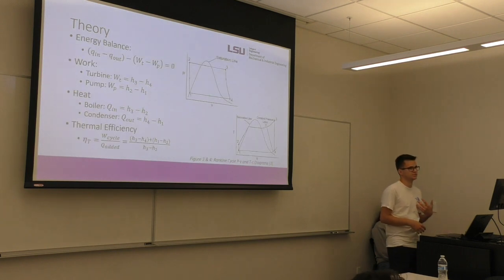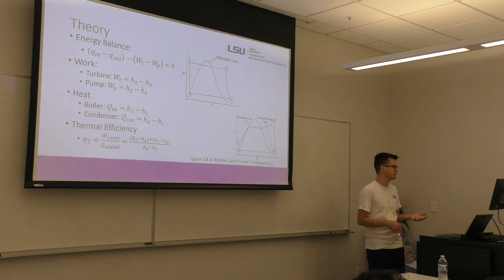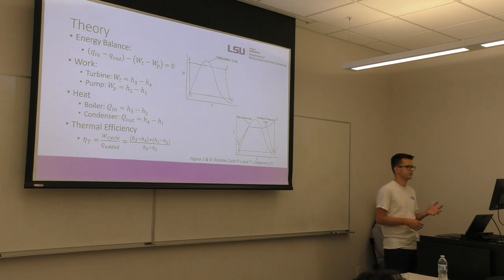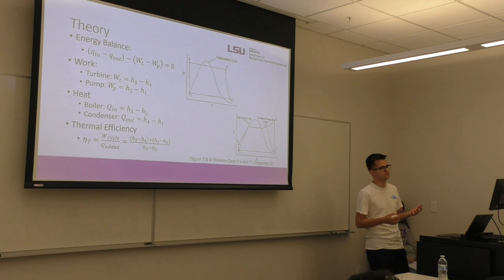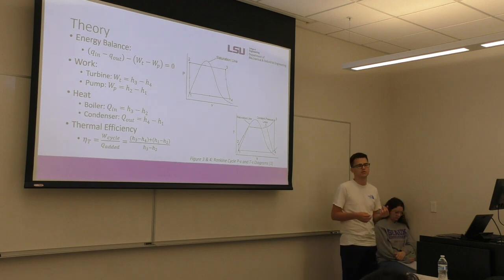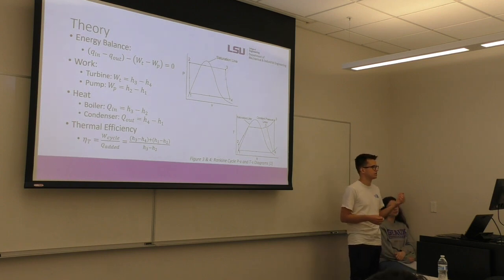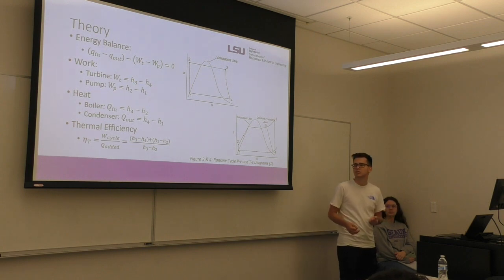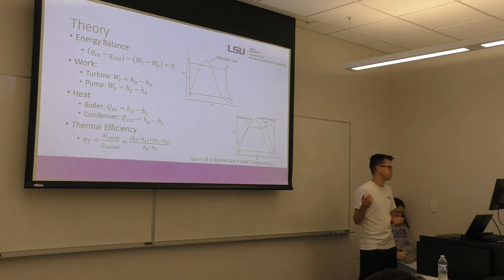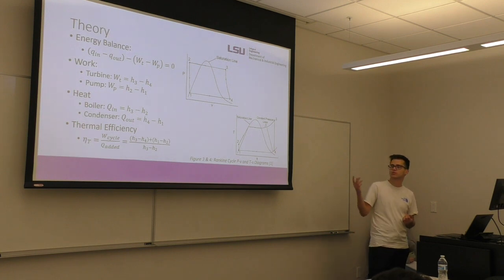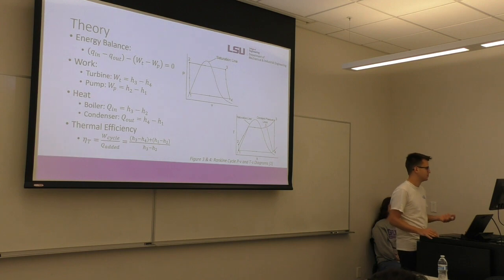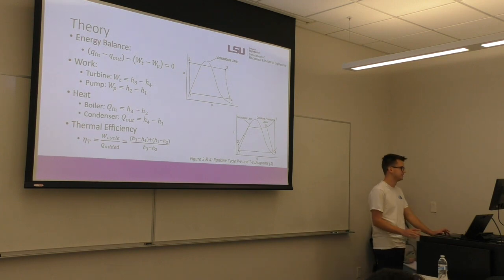So the theory that was pertaining to our experiment included these equations. In an ideal cycle, the difference in heat in and heat out, minus the work difference between the turbine and pump, would sum to 0. The equations shown here on the left correspond to the numbers on the diagram shown here on the right. Importantly for our case will be the turbine work, which is the enthalpy at state 3 minus the enthalpy at state 4. The boiler follows a similar set of conditions at H3 minus H2, the condenser H4 minus H1, and the thermal efficiency equation is also shown here.